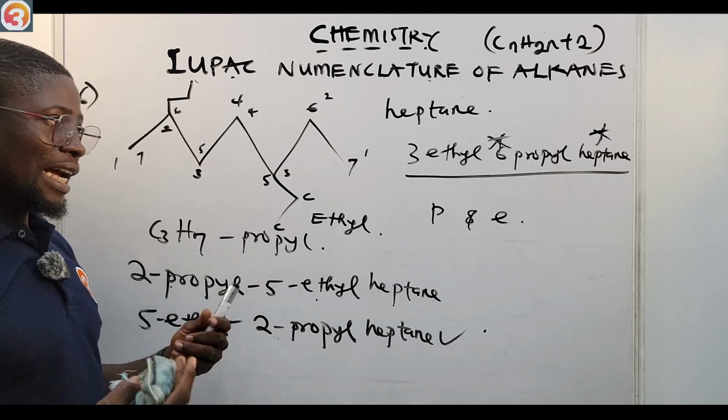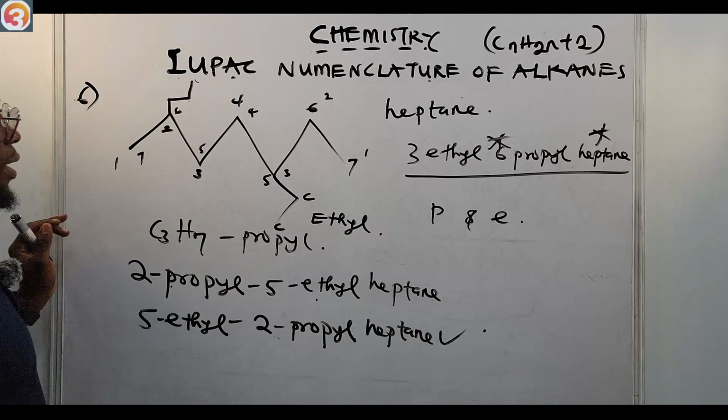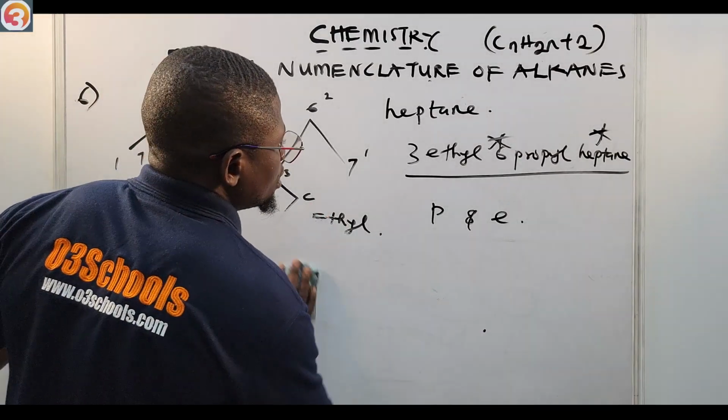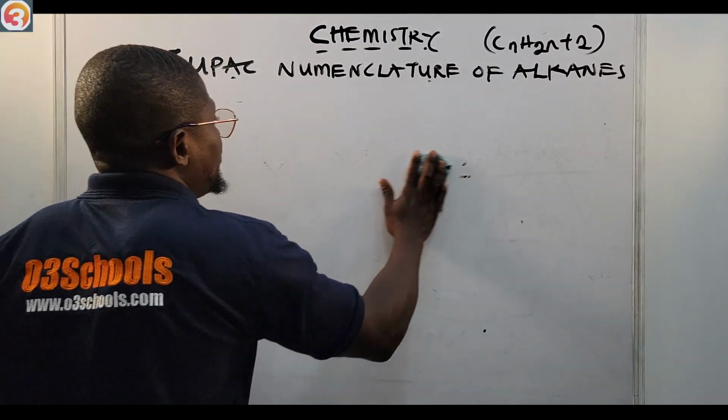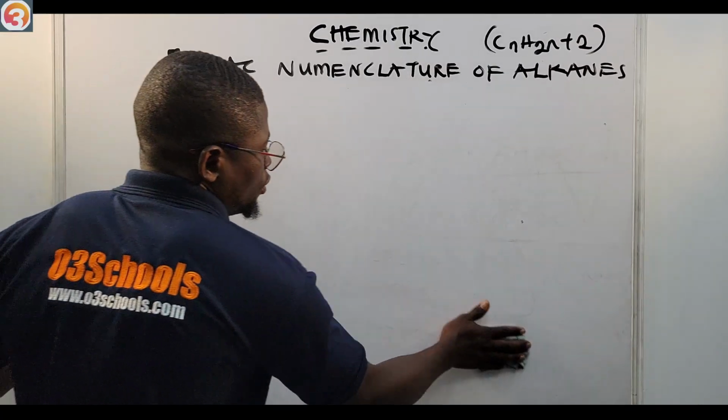Please, now I'm going to take the last example. All right, let's see the last example, and we are done with the IUPAC Nomenclature of Alkanes. Then we'll take questions from the O3 School Jamb app.